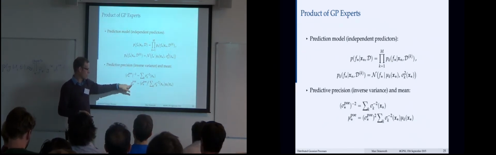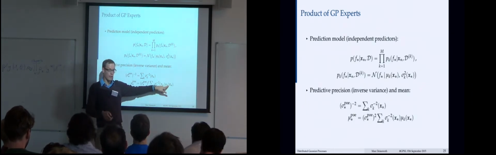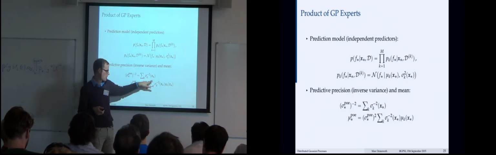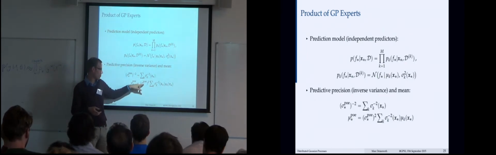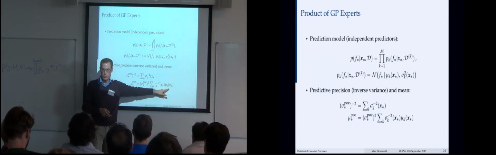And for computing the mean, we take the mean of each individual expert, divide by the variance, and sum these things up, and afterwards we pre-multiply by the variance that we already computed before. So this is also relatively cheap.